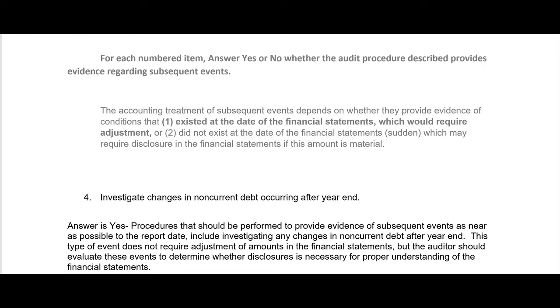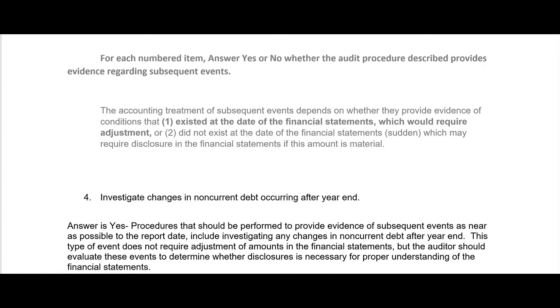Include investigating any changes in non-current debt after year-end. This type of event does not require adjustment of amounts in the financial statements, but the auditor should evaluate these changes in non-current debt to determine whether disclosure is necessary for proper understanding of the financial statements. So if they suddenly borrowed a lot of cash after year-end, you would want to have a footnote disclosure of that.